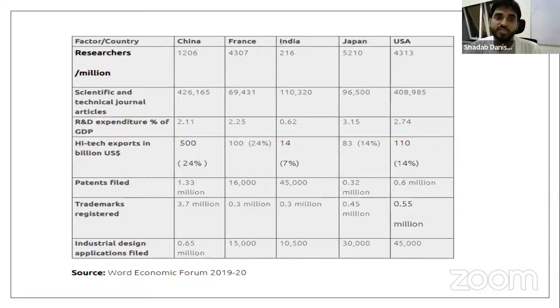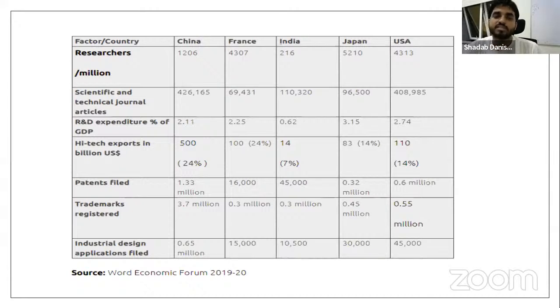R&D expenditure as a percentage of GDP, if we are really comparing with China or any other countries like France, we are still at 0.62% of total GDP spent on R&D, whereas China spends 2.11%. High-technology exports in $1 billion, if you look at that, India is doing 7% of exports, right? And 24% is done by China, and 14% by the USA. Patents filed overall: 1.33 million were filed by China, whereas 45,000 in India.